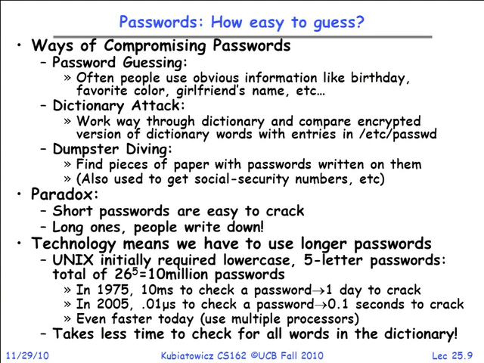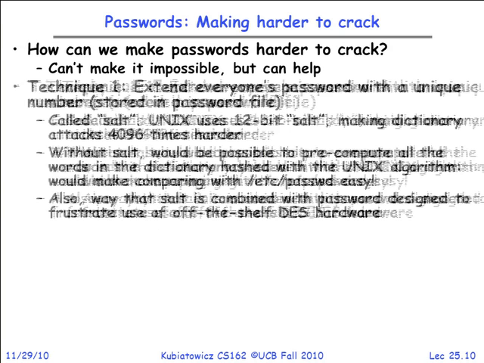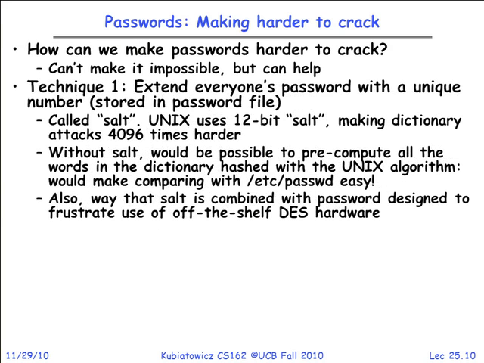So how do you make it harder to crack? Well, you can't make it impossible, but you can help. For instance, one option is what's used in Unix. You add about 12 bits worth of what's called salt, which is a random ID that's put in with your password before it's encrypted, and then the salt is also put in the password file. The point of this is it makes it much harder to do a dictionary attack, because to do a good dictionary attack, you now have to have 4,096 times the dictionary. So it's a little bigger, but that's a small constant factor probably in the grand scheme.